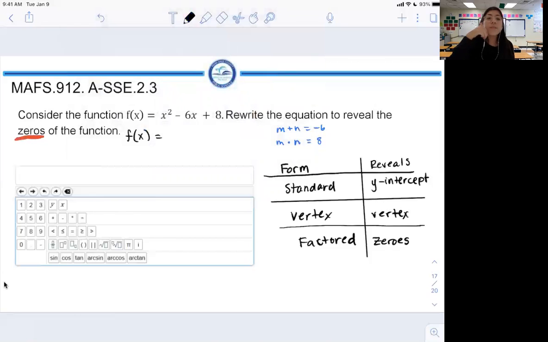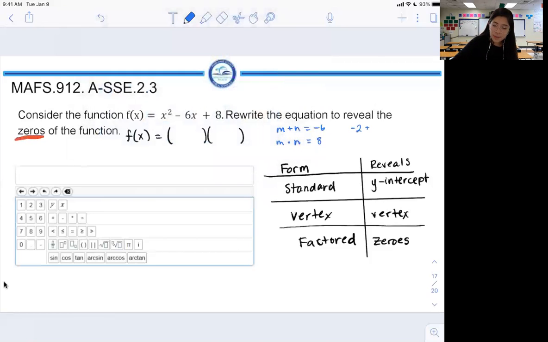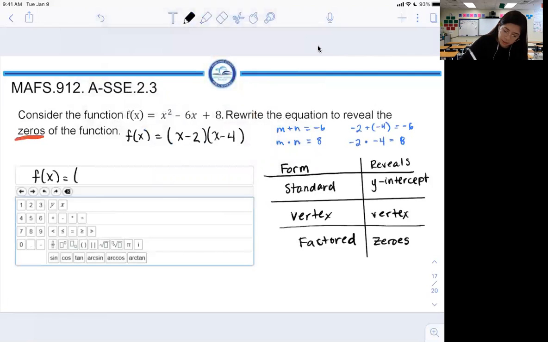Negative 2 and negative 4. Yeah, negative 2 and negative 4. Good. Negative 2 plus negative 4 is negative 6, and negative 2 times negative 4 is positive 8. So there are my magic numbers. My factors are x minus 2 and x minus 4. And that's all we had to do. So now I can rewrite it: f of x equals x minus 2 times x minus 4.